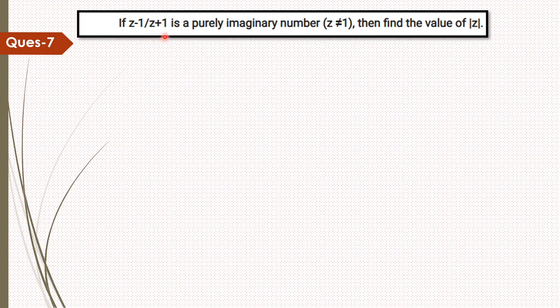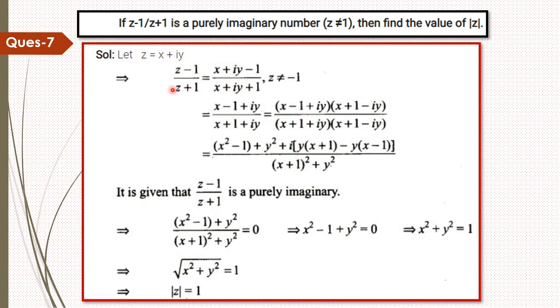If (z minus 1) upon (z plus 1) is a purely imaginary number, then find the value of modulus of z. It is a purely imaginary number. First of all, we are replacing z with x plus iota y in the numerator and in the denominator as well. Then what are we doing? We are rationalizing by changing the sign. Open it, solve it. It is given that this thing is purely imaginary. So purely imaginary means the real part will definitely be 0. Put the real part equal to 0. So what are we getting? x square minus 1 plus y square upon this thing is equal to 0.